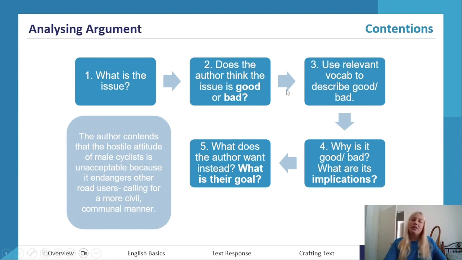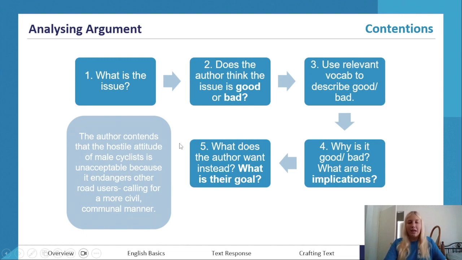Does the author think the issue is good or bad? Use a relevant adjective or vocabulary word to describe exactly what they think it is. Why do they think it's good or bad? Because what are the implications? What's going to happen? What's so negative or good about it? And what does the author want instead? What is their ultimate goal? What do they want to convince us of?